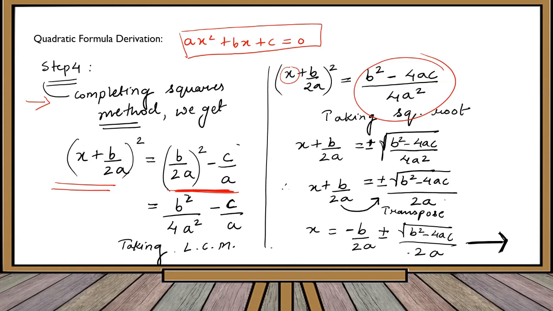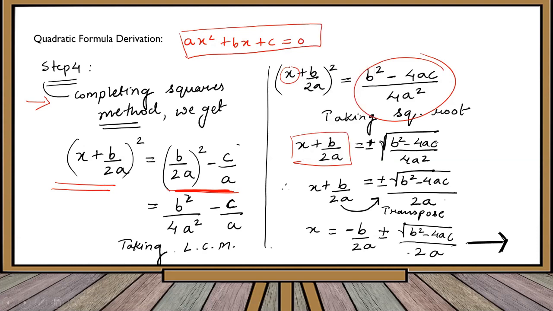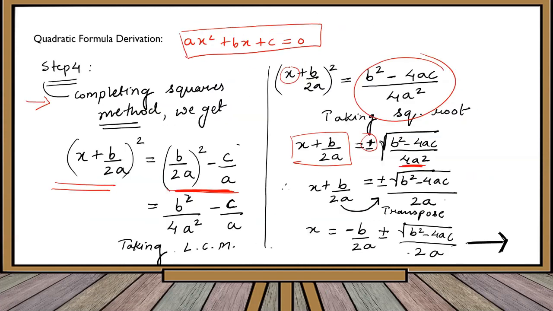So after taking the square root of both sides, the LHS we have is x plus b upon 2a. And always remember, I had repeated this in the last class as well: whenever we take a square root, we always have to put this plus minus. So it's plus minus square root of b square minus 4ac upon 4a square. As we can observe, the denominator is a perfect square, wherein the square root of 4 is 2 and of a square is a. So the denominator comes down to 2a.